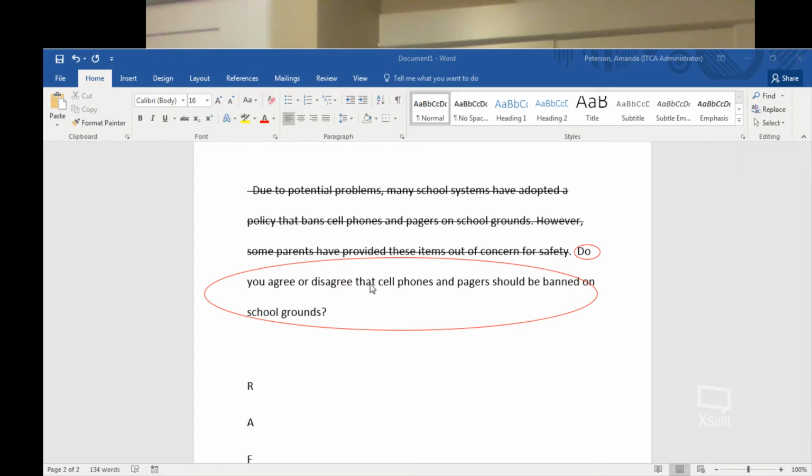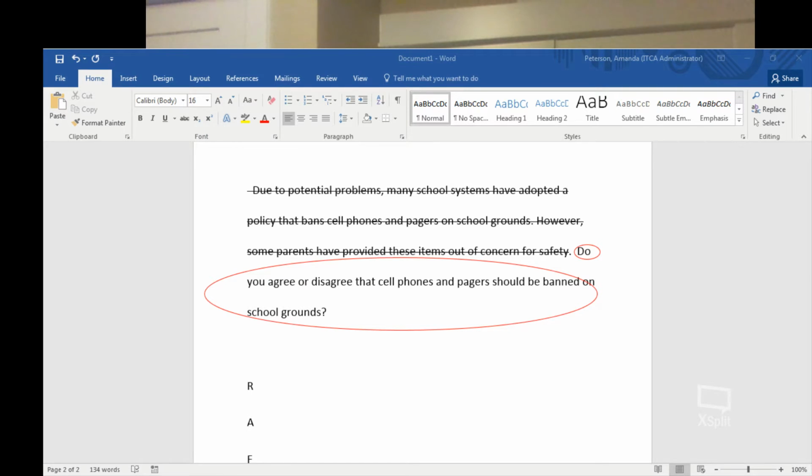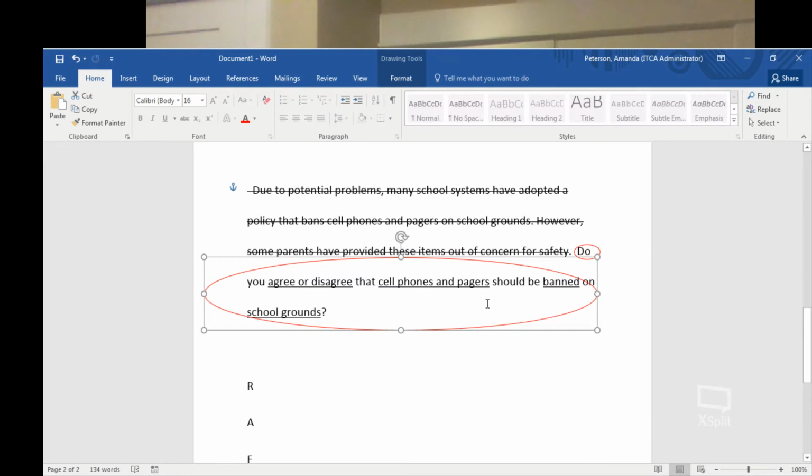Step 3, we're going to look for the you or your. Do you agree or disagree? So what can you use in this one? You. Okay, now you're going to underline keywords and phrases here because that is step 4. So I'm obviously going to underline agree or disagree because that's what they're asking me to do. I'm going to underline cell phones and pagers because that's kind of the topic. I'm going to underline banned and school grounds because those are important. It's telling us exactly what the issue is and where the issue is.